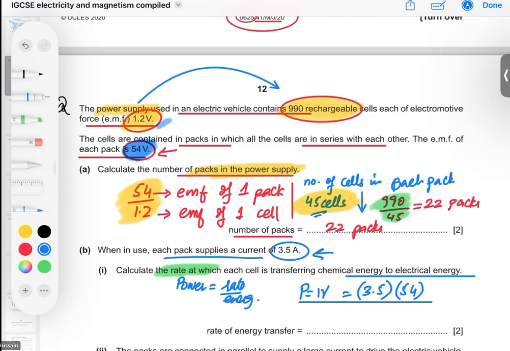Sir, why are you multiplying them by 54? Shouldn't you multiply them by the EMF of one cell, which is 1.2? Calculate the rate at which each cell is transferring chemical energy. Okay, it's each cell, my bad. So each cell is how much? 1.2. Good. 1.2. So what's the answer to that?